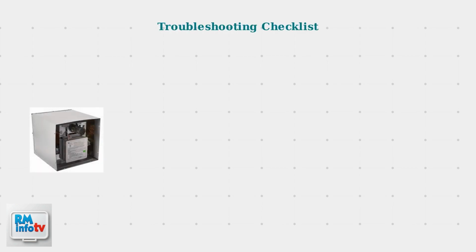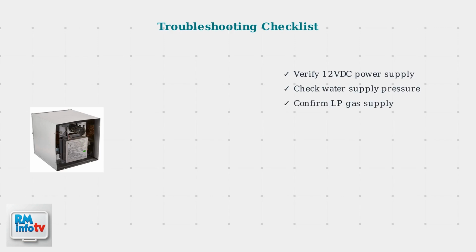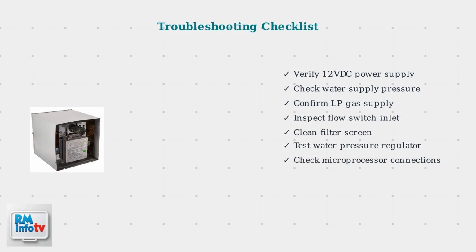Before diving into specific error codes, start with this basic troubleshooting checklist to identify the most common problems. Here's your systematic troubleshooting checklist. Start by verifying the 12-volt DC power supply, then check water supply pressure and LP gas supply. Next, inspect the flow switch inlet, clean the filter screen, test the water pressure regulator, and check all microprocessor wire connections.